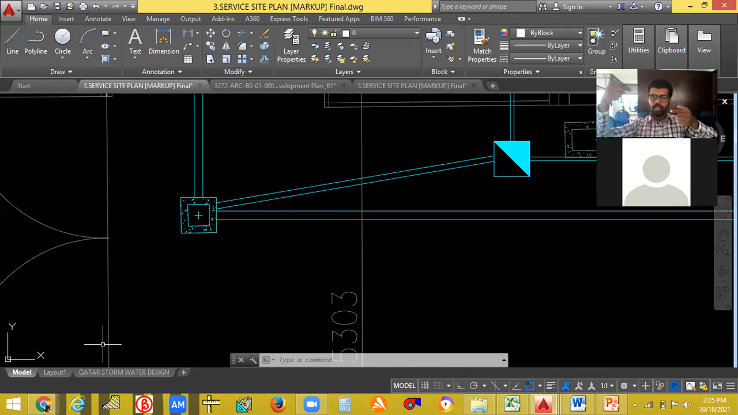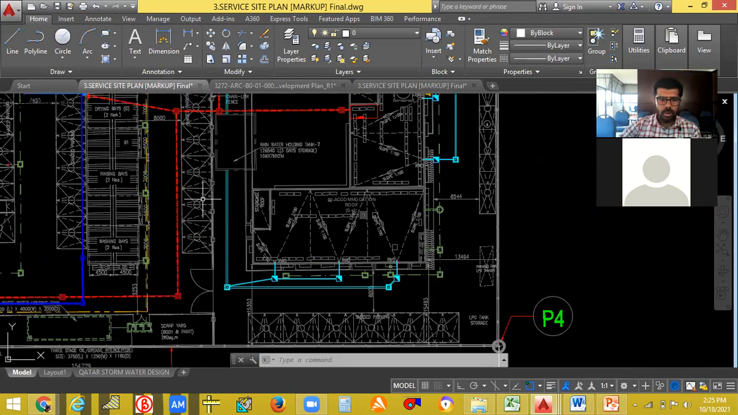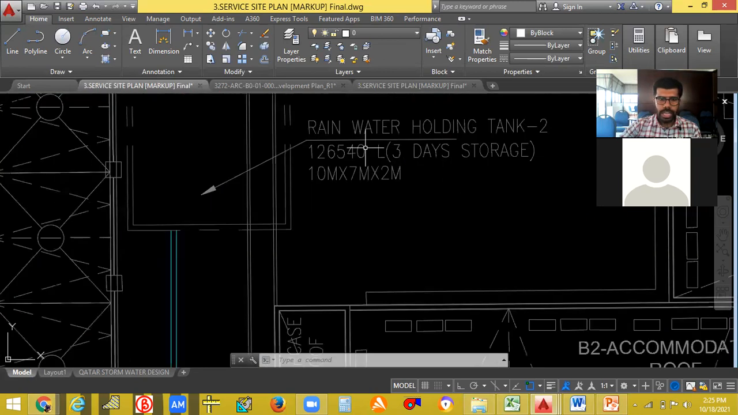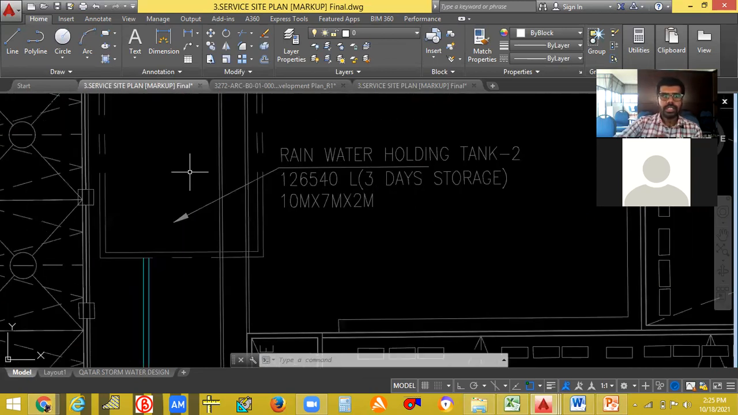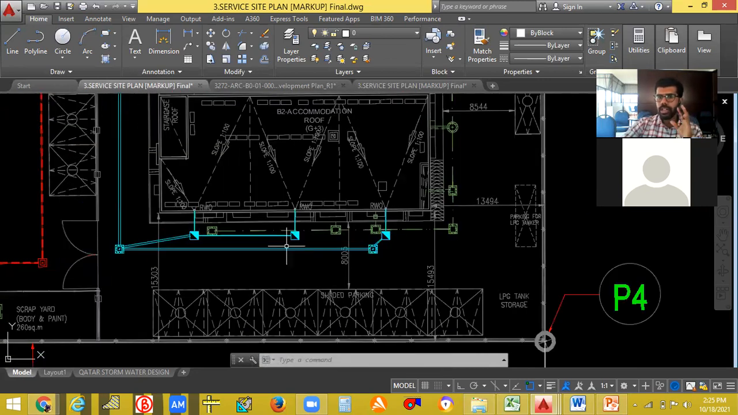And this is like a manhole. This line will be reaching the top of the manhole, then it will be coming into the manhole. So I'm not just confusing all those things. Just for your idea, then it will be going into the rainwater holding tank. So this is just for your idea only. This is not enough for a drawing.